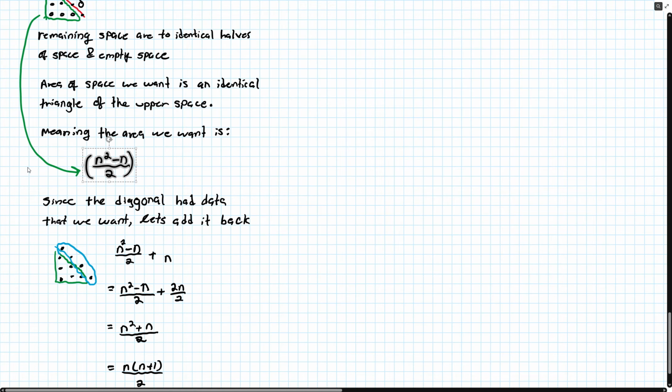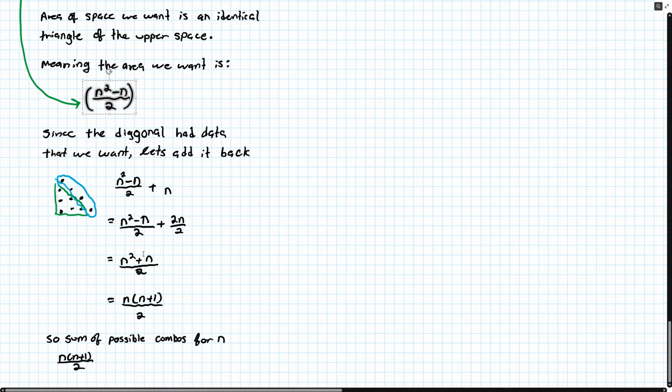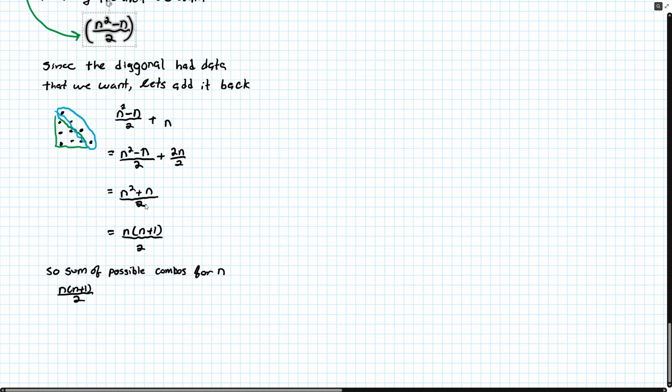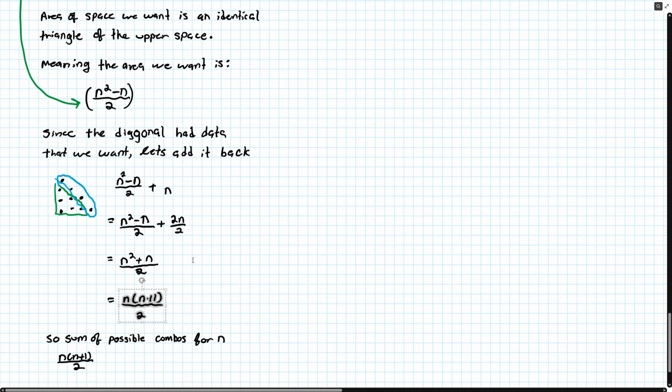But the diagonal still has data we want. It has the data that we wanted. So let's just add it back in. So now we have the bottom triangle, n squared minus n divided by 2. Add back the diagonal. Now do some arithmetic, make the bases equal to n over 2. Then you get n squared plus n over 2. Simplifies to n times n plus 1 over 2 for the possible combos, all possible subsets, which is a fun visual.